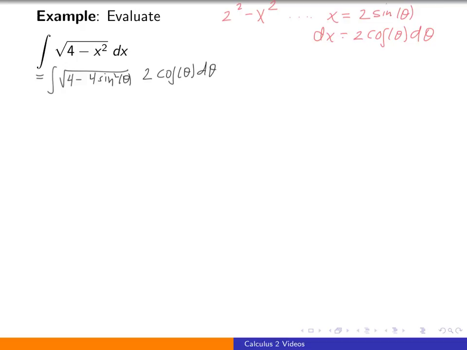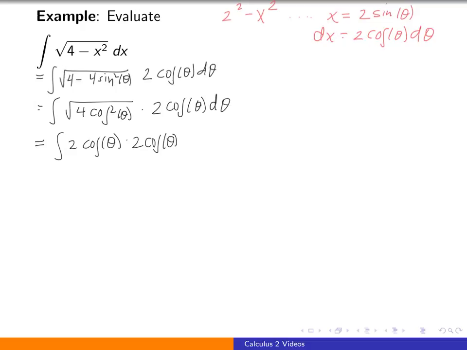We know that 1 minus sine squared is cosine squared, so 4 minus 4 sine squared is really 4 cosine squared. And the square root of 4 cosine squared is 2 cosine theta. So 2 times 2 is 4, and cosine times cosine is cosine squared. So we end up with 4 times the integral of cosine squared. One of the reasons we call this a trigonometric substitution, besides the fact that it's in terms of a trig function, is that the integral becomes one of the trigonometric integrals that we have previously discussed.